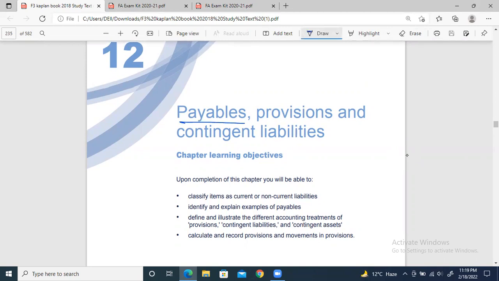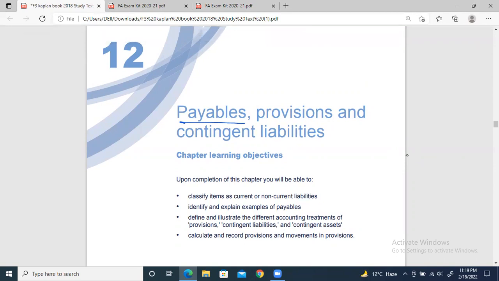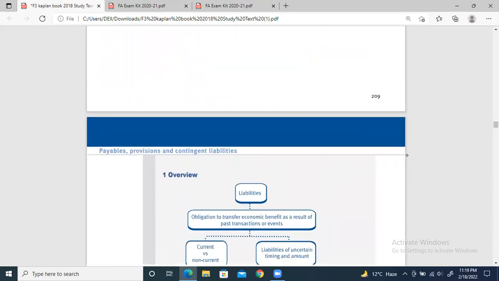So first thing is payables. Payables, we've already discussed it. I'll just give it a recap. You know, the credit purchase and all that we have seen before as well. After that, we'll discuss the provisions. This is a new thing, and the contingent liabilities as well. So these three things we'll be seeing in this chapter.